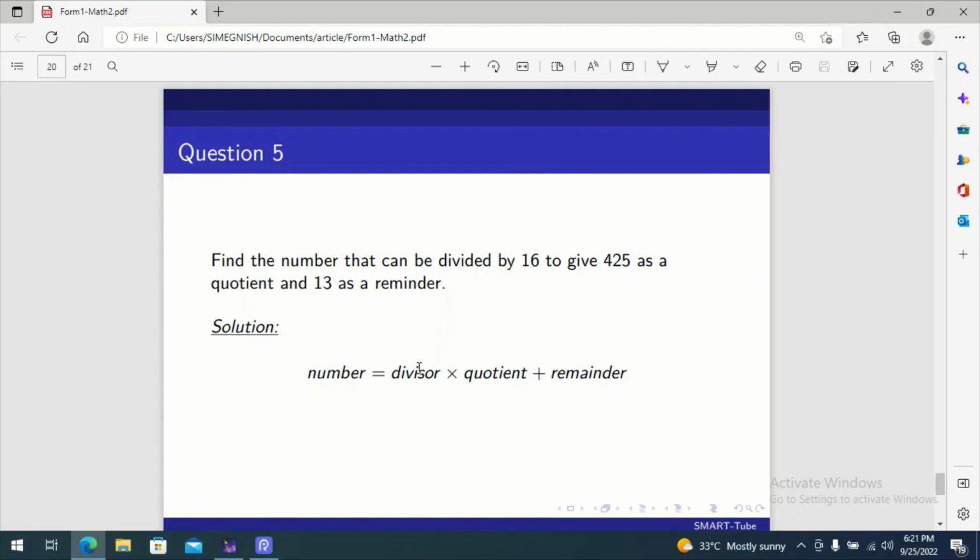So this is the formula here, and we are asked to find a number. What's our divisor? Our divisor is 16, our quotient is 425, and the remainder is 13. So you just substitute and you'll get the number, which is 6,813. You can use your calculator to get this one, or you can do it by hand.